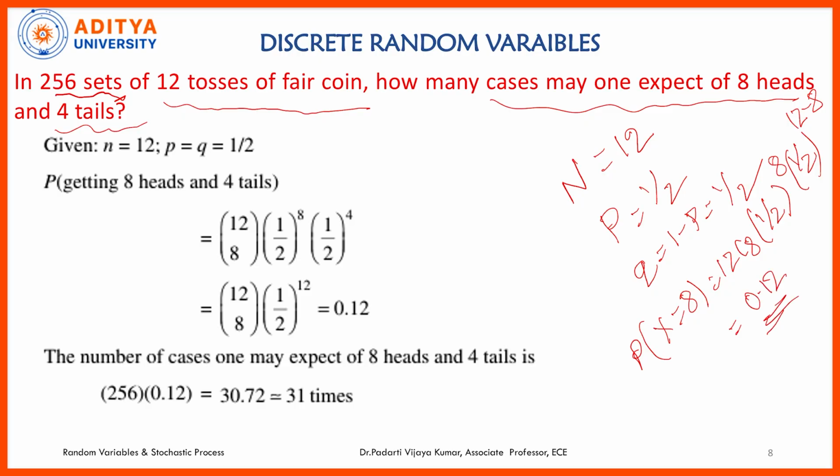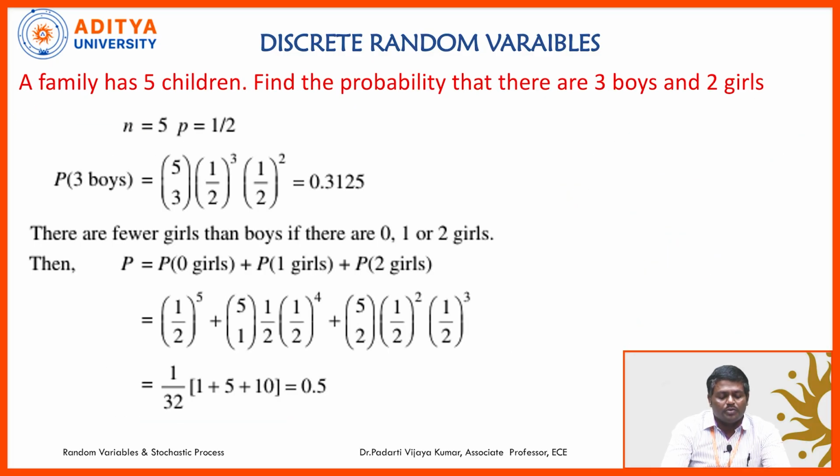This is for one set. He is asking us to calculate for 256 sets. 256 sets, and the chances multiplied, we will get 31 times, we will get the success out of 256 sets. Next, one more problem which is related to binomial random variable.